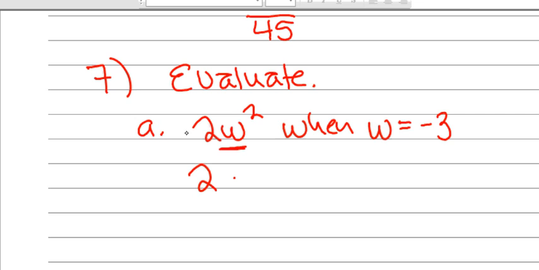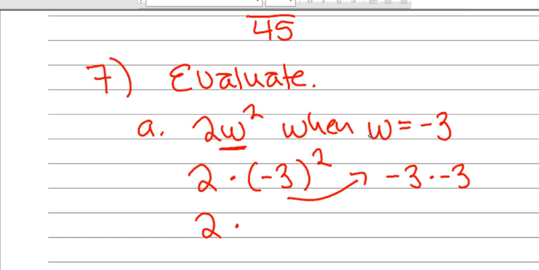So I'm going to take my 2 and I'm going to multiply it by -3 squared. And if you're putting it in the calculator, I always put a parentheses around any negative. So what is -3 times -3? It's +9. So I have 2 times 9, which equals 18.